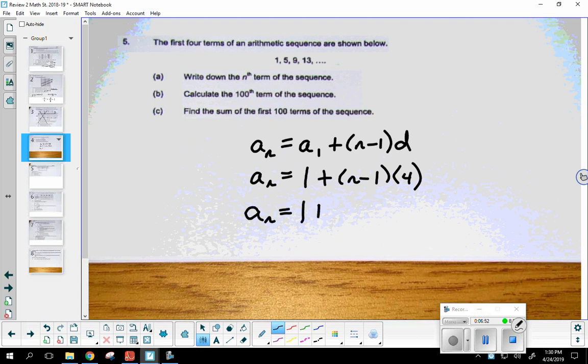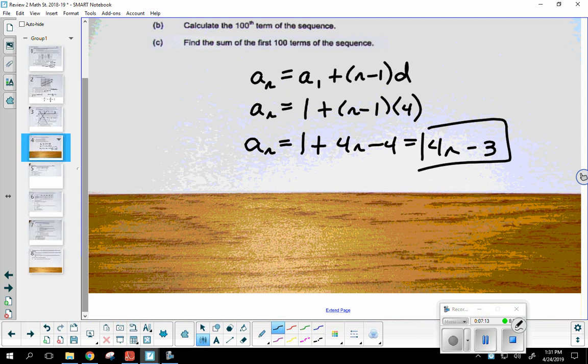So let's see here. That would be 1 plus, distribute the 4, 4n minus 4. So I'd have 4n minus 3. Okay, so that would be my formula. It should give me any term in the sequence I want. So speaking of, it says calculate the 100th term. So I'm going to say a sub 100. Remember that little subscript, that's n. That's the term number you're looking for.